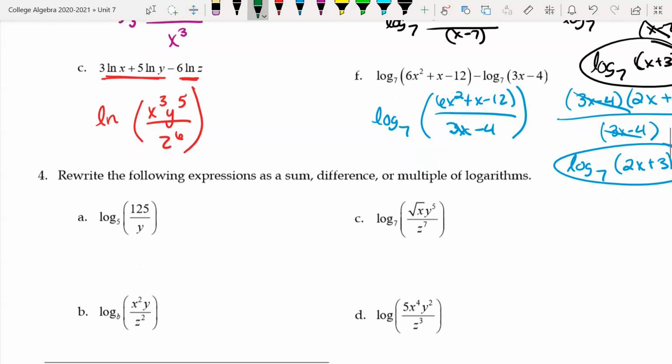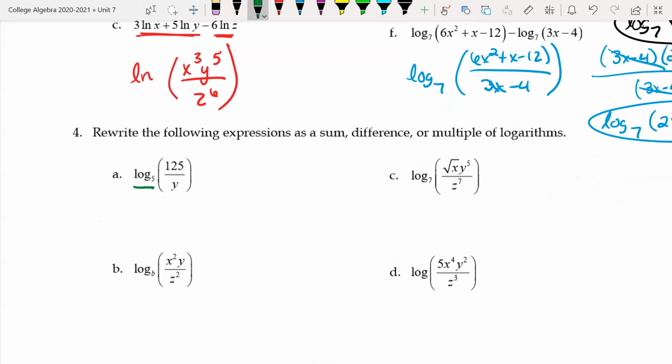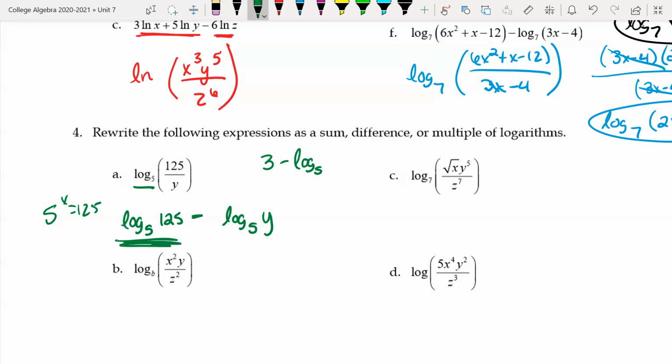So now we're going to rewrite them as a sum or difference. So all of these are going to have log base 5. So let's start with the first one, log base 5 of 125. I'm dividing by y. So I'm going to do minus log base 5 of y. This right here is what we just did at the top. You can simplify it. So 5 to the what power gives you 125? Well, that's 3. So it's going to be 3 minus log base 5 of y.